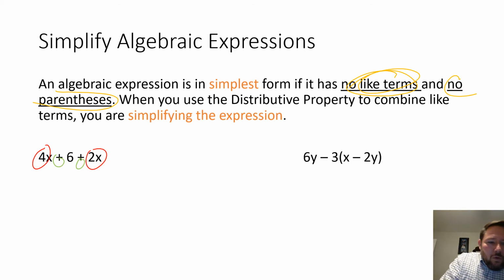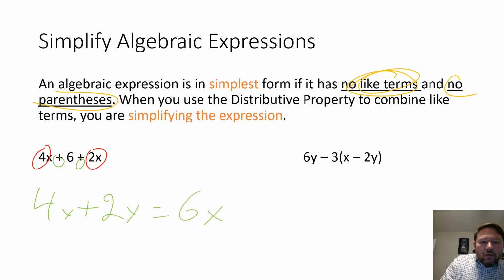So 4x plus 2x equals 6x, right? And then there's nothing to do with that other plus 6, so then we have plus 6. And that is our solution to that problem.